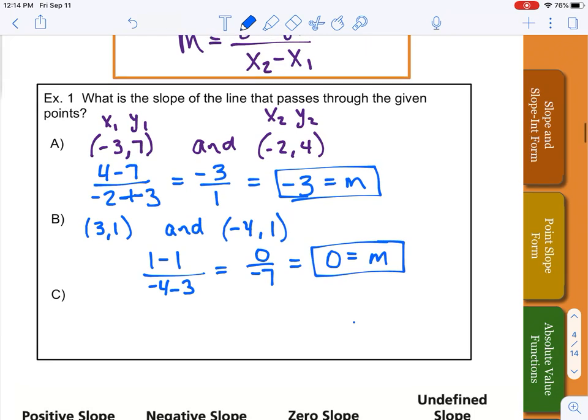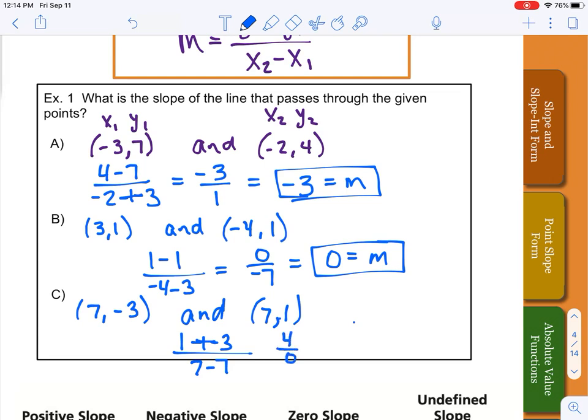Last example, we have 7 comma negative 3 and 7 comma 1. So we will have 1 minus negative 3 over 7 minus 7. So we have 4 over 0. Now we cannot actually divide by 0, so this slope is undefined. This is an undefined slope.